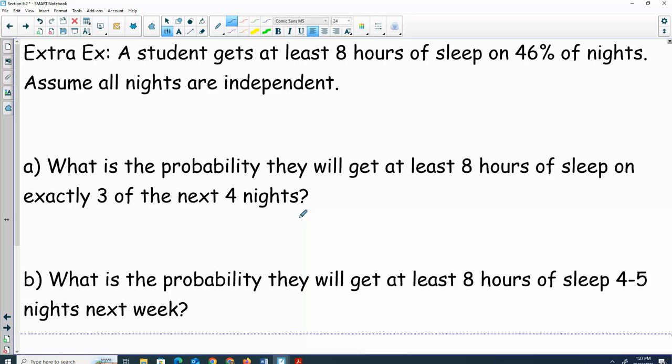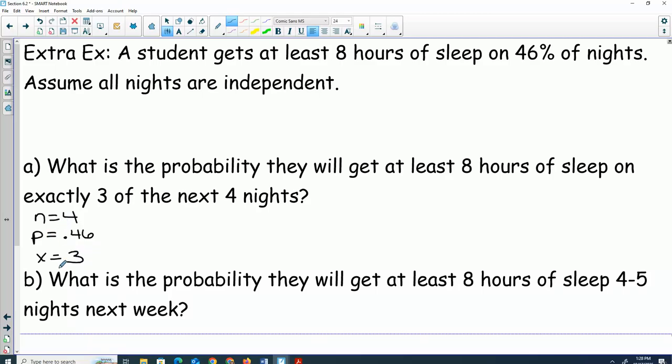A student gets at least 8 hours of sleep on 46% of nights. Assume all nights are independent. What's the probability they will get at least 8 hours of sleep on exactly 3 of the next 4 nights? So what is my N? What is my P? 0.46. What is my X? Okay, go to your table.